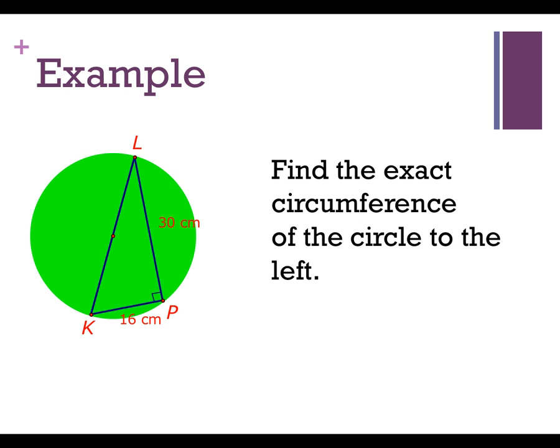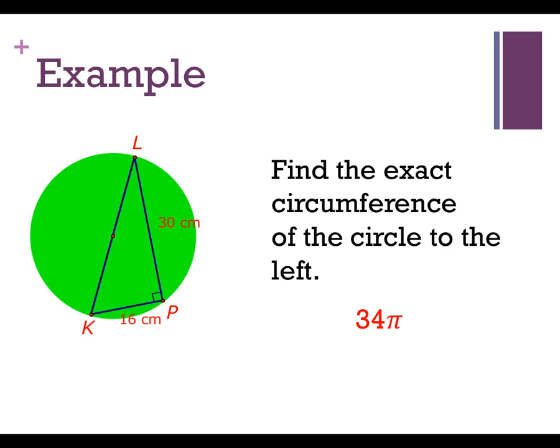Christian, what do you got? I got 106.81. So what's supposed to be exact? Oh, 34 pi. Anybody else? Wait, what did you get? 34 pi. Anybody not get 34 pi? Alright, tell us what you did, Christian.